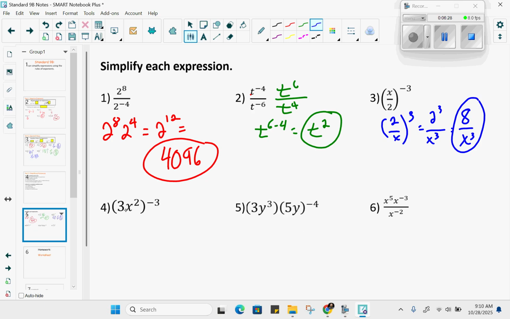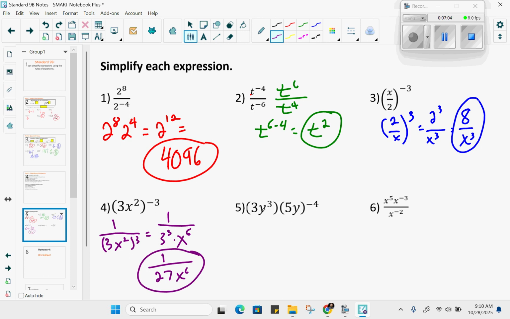All right, now I have 3x squared, and the whole thing's raised to negative 3. I'm going to start by moving it to the base. So I'm going to move it down. I'm going to get 1 over 3 times x squared to the third. That's going to be 1 over 3 to the third times x, multiplying the exponents to the 6th. 3 to the third is 27. So now I have 1 over 27 times x to the 6th.